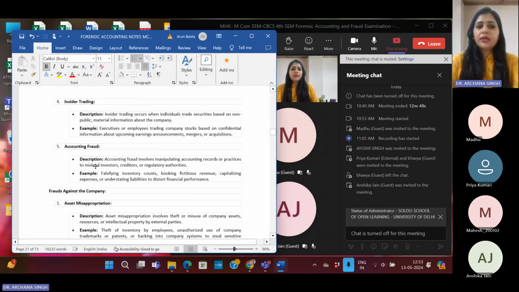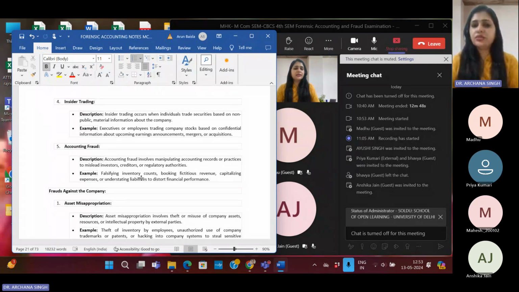Then accounting fraud. What is accounting fraud? Manipulating the accounting records and practices so that they can mislead the investors and stakeholders along with the regulatory authorities. Like, they may falsify or wrongly represent the inventory counts or their expenses, or understate the liabilities to distort the financial performance. Wrongly showing their assets, liabilities, or revenues, or booking fictitious revenues, etc. Now, these are the frauds for the company.